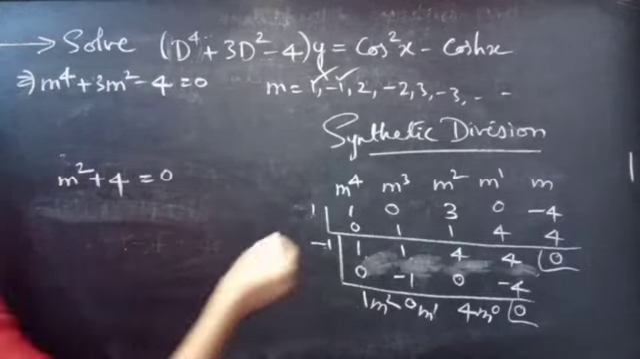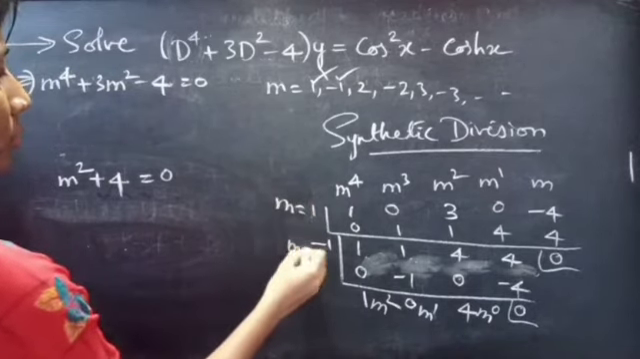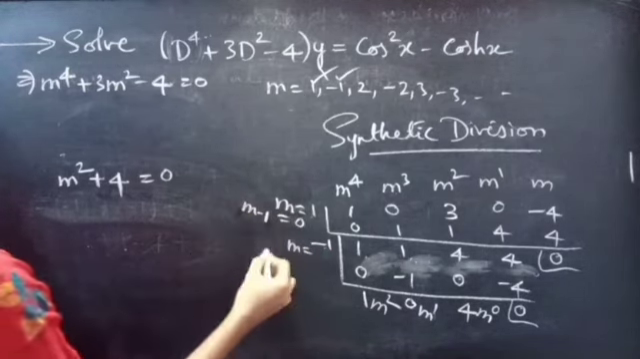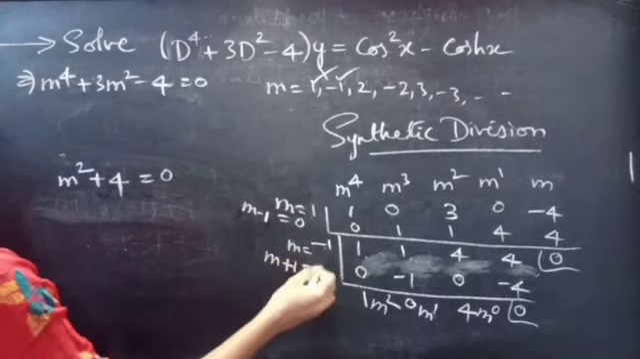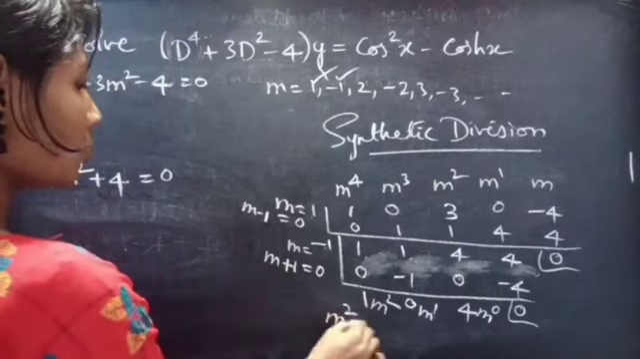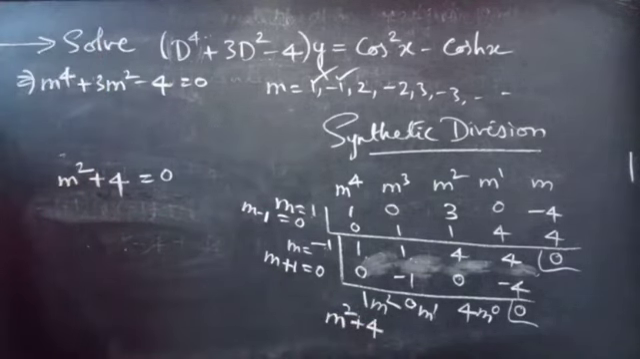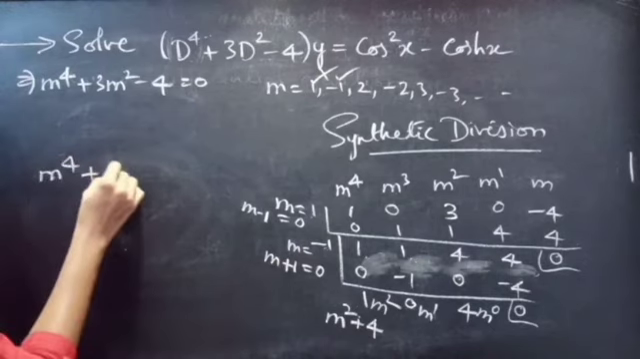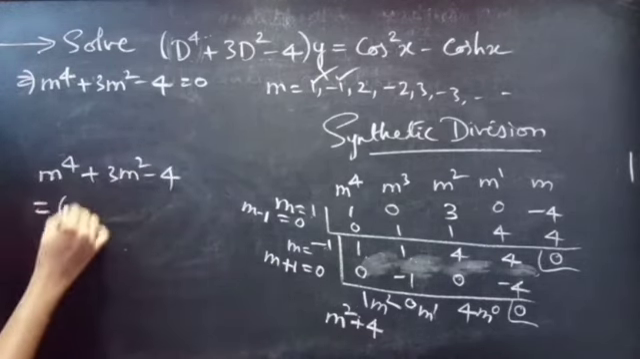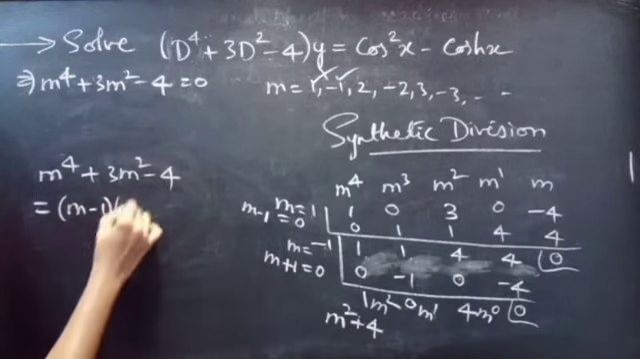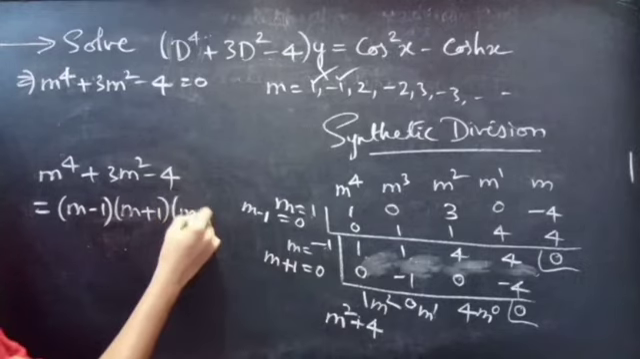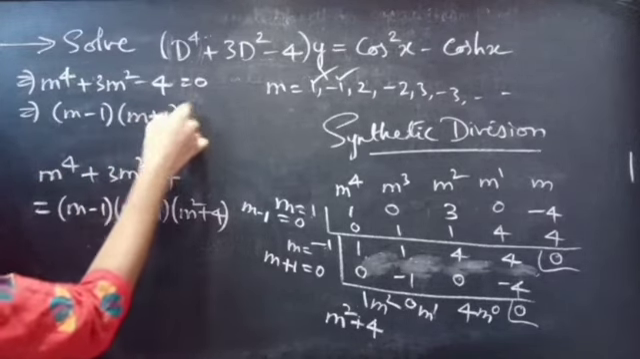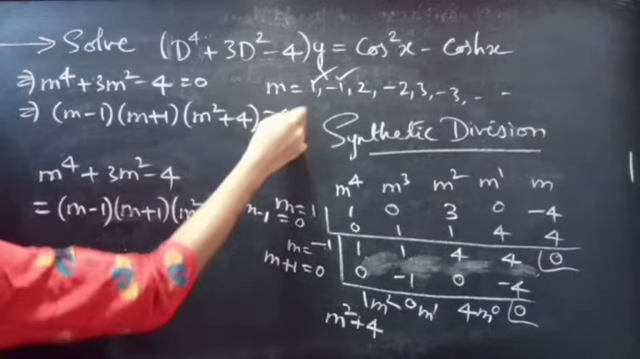Now, see, from m = 1, we'll get m - 1 = 0. m - 1 will be one factor. And from m = -1, we'll get m + 1 = 0. And from these three numbers, we'll get m^2 + 4, one factor, I can say. Now we can write the polynomial as the product of (m - 1)(m + 1)(m^2 + 4). Then this equation becomes (m - 1)(m + 1)(m^2 + 4) = 0, right?